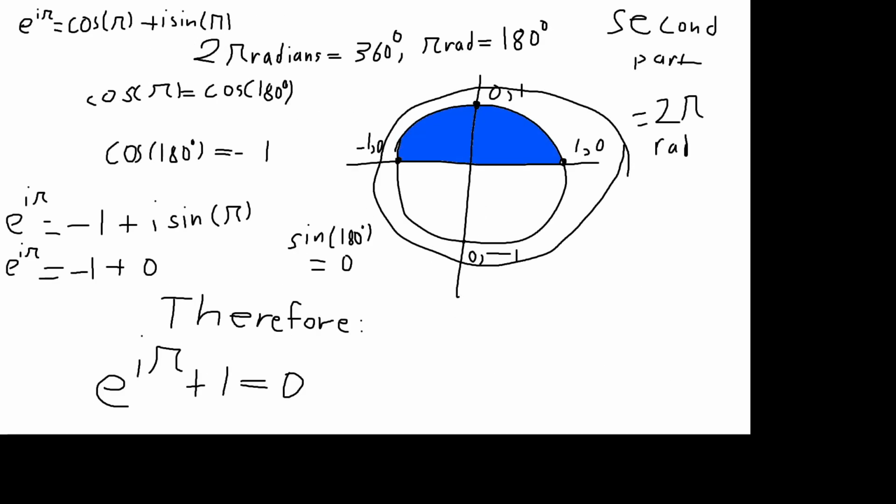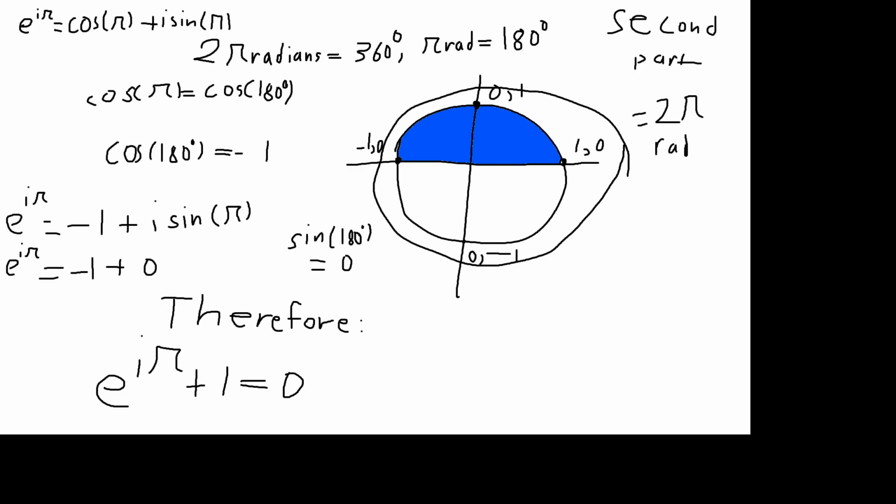Next part. So 2 pi radians is equal to 360 degrees. Pi radians is equal to 180 degrees. This entire unit circle is 2 pi radians, or 360 degrees. So if pi radians is 180 degrees, then cosine pi is also cosine of 180 degrees. So if you see here, this is 180 degrees. Cosine of that should be the x value, which is negative 1. So cosine of 180 equals negative 1, which is also the cosine value of pi.